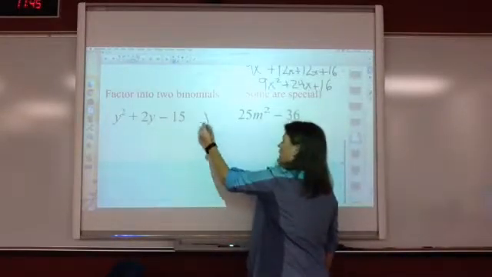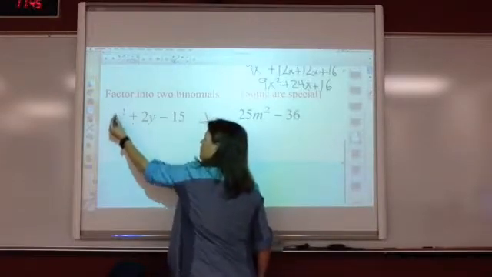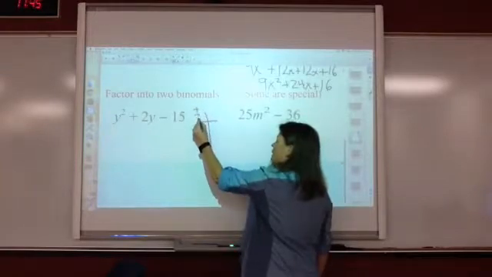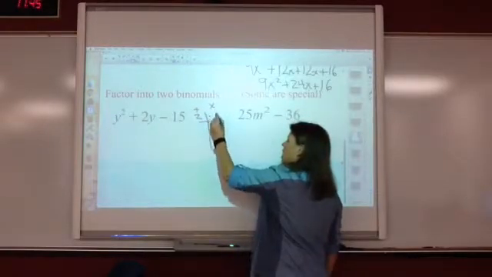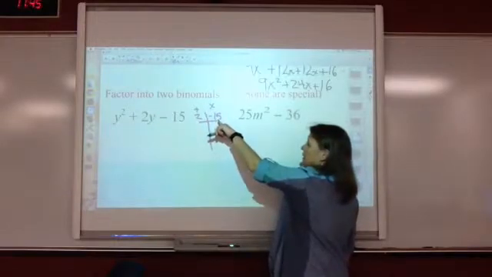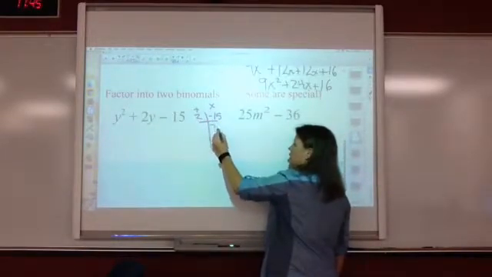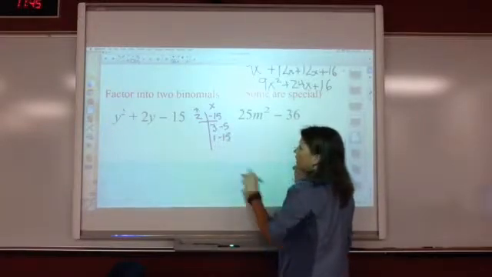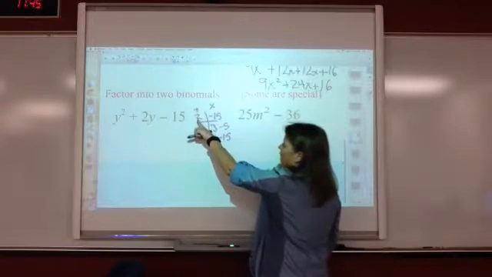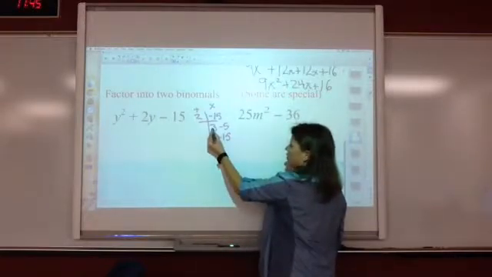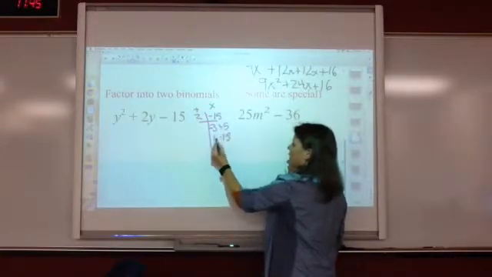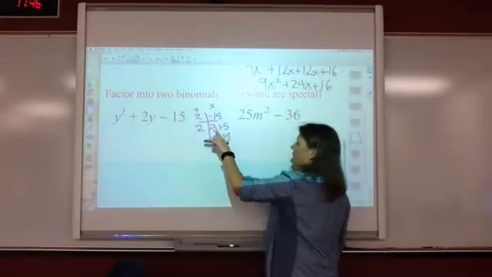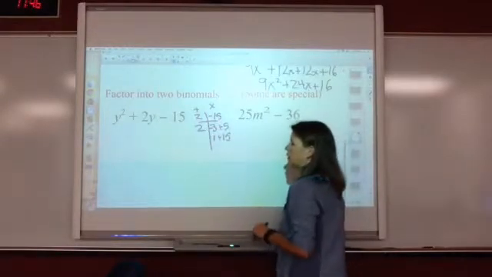In this one, you can make a chart, and this works because the coefficient in front of y squared is 1. So you want to find two numbers that when you add them, they equal 2, but when you multiply them, they equal negative 15. Because that's a negative, you're going to need one positive number and one negative number. How do you know which one is negative? Since this is a positive over here, you want the smaller number to be negative so that your answer comes out positive. So negative 3 and plus 5. If you add them, they equal 2. If you multiply them, they equal negative 15.